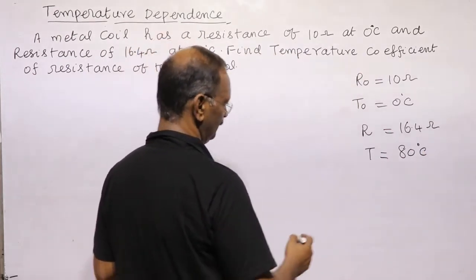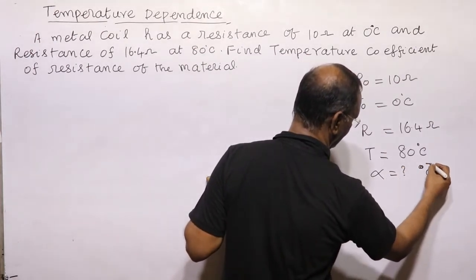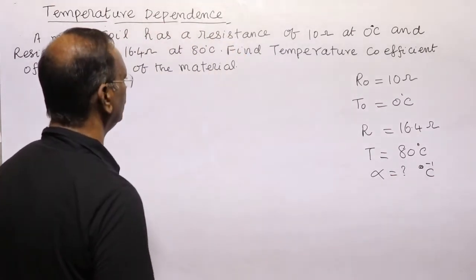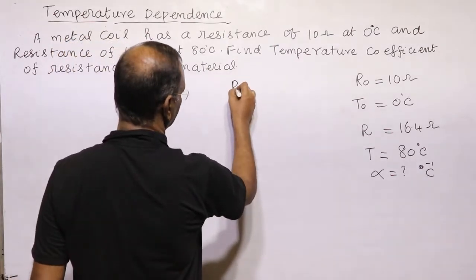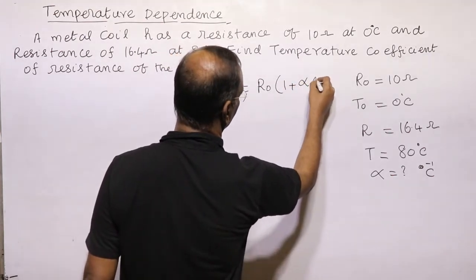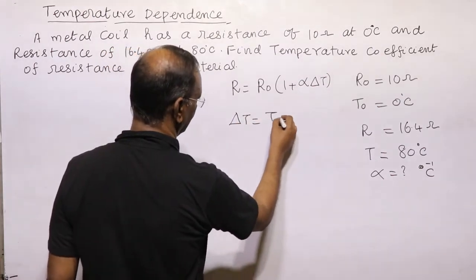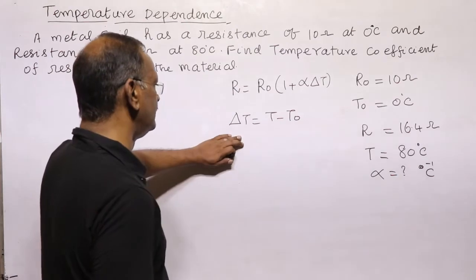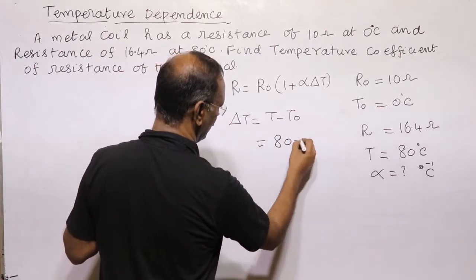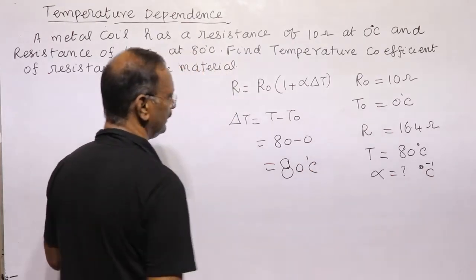So find the temperature coefficient. We have to find out alpha is equal to what? It should be in degree centigrade because it is given in centigrade. As we know, R is equal to R naught into 1 plus alpha into delta T. What is delta T? Delta T is equal to T minus T naught. This is the change in temperature, higher temperature minus lower temperature, that is 80 minus 0, equal to 80 degree centigrade.